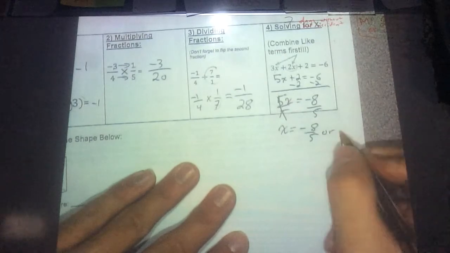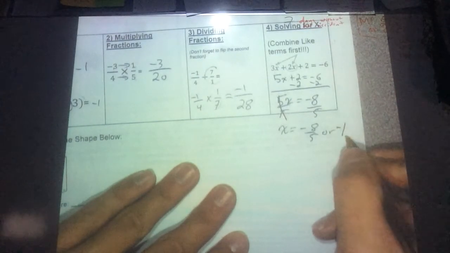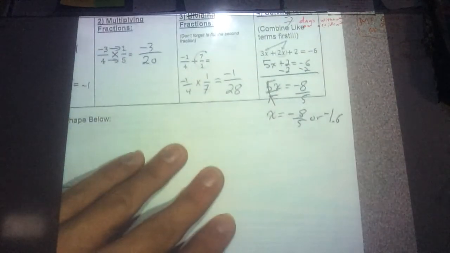Now if you left it like that, that's fine. Or you can divide it and it would be -1.6. Can you see that? I think you can. Okay.